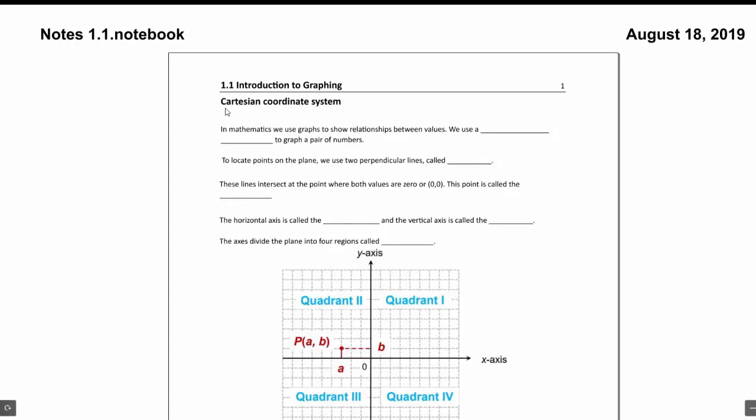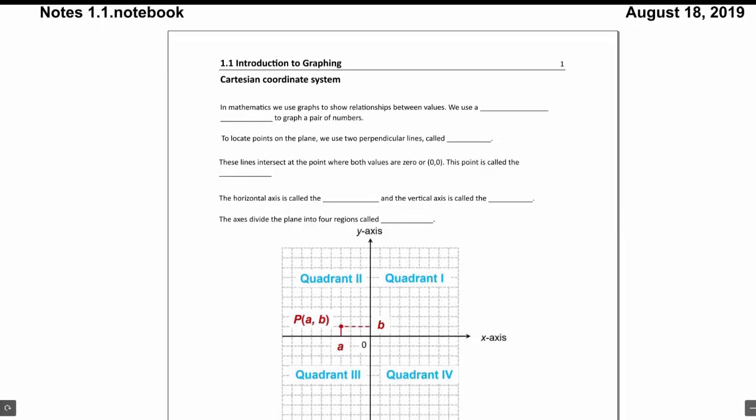Okay, so let's start. So Cartesian coordinate system. There's a sample down here at the bottom of this page of what this is. We're going to walk through why we have one and what it's used for, but this is an example of a Cartesian coordinate system. And this is used to show relationships between values.